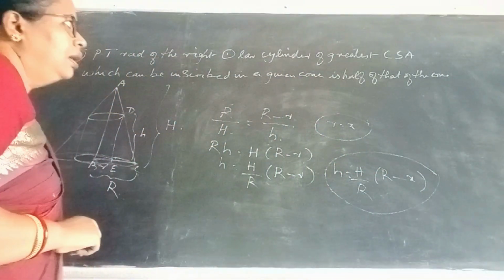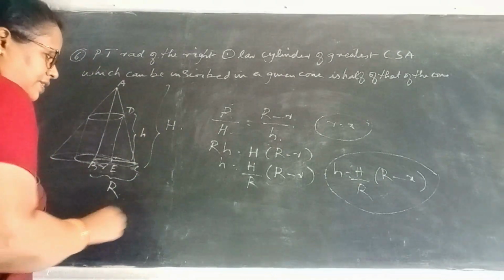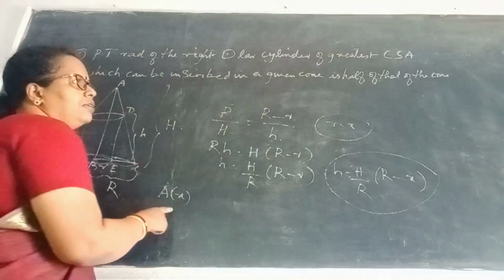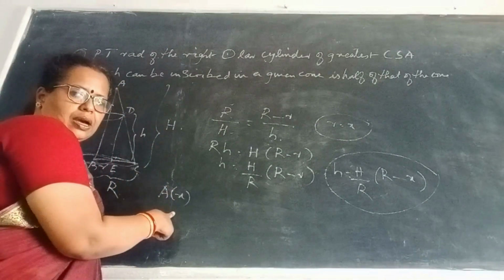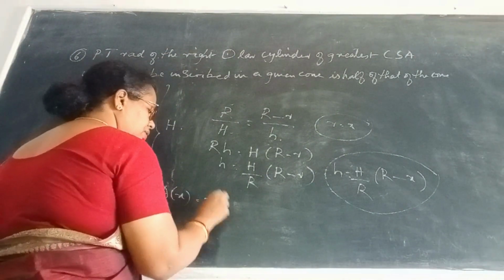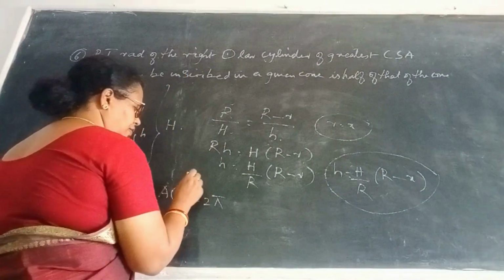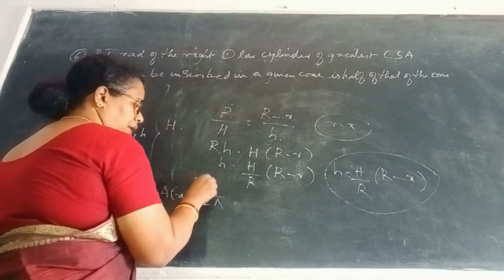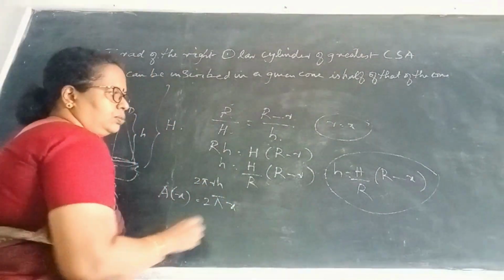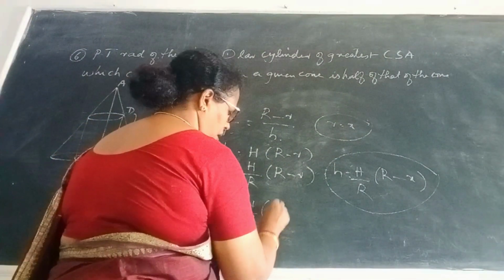The greatest CSA, the cylinder has the greatest CSA, so the area function. What is the curved surface area of a cylinder? 2 pi r h. A of x is 2 pi r h. In the area formula we want, we can write 2 pi r h. r we can substitute as x, and h is this one: H by R into (R minus x).